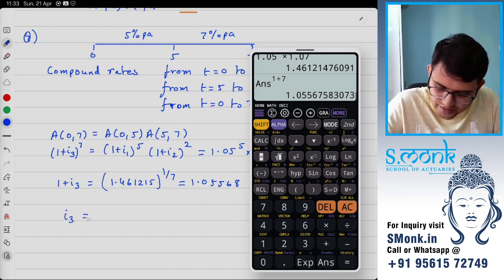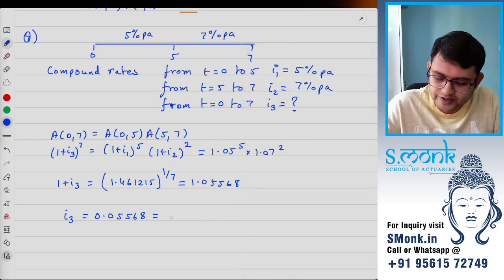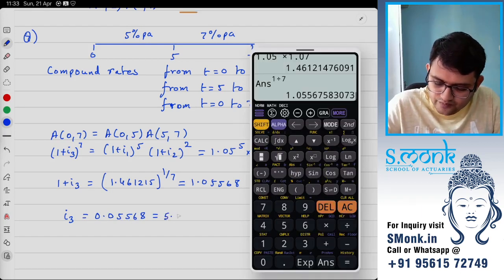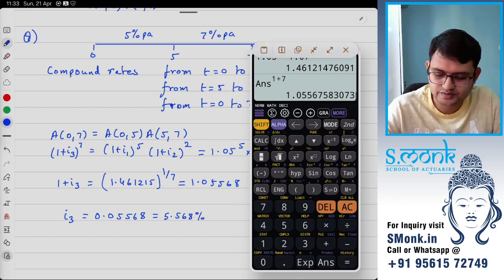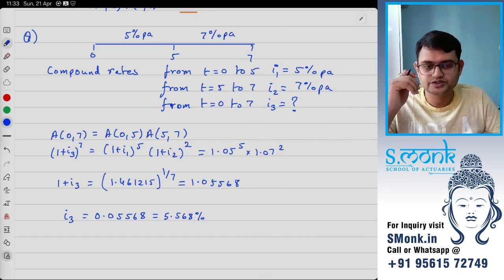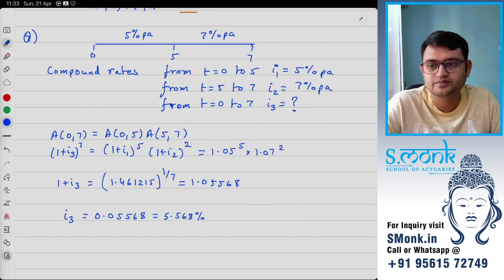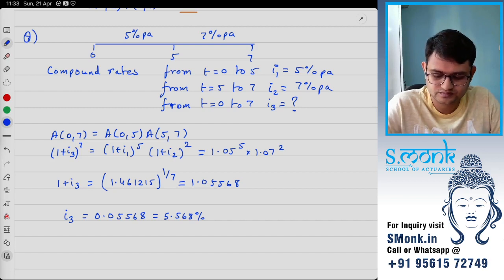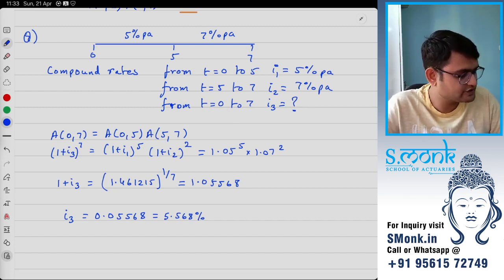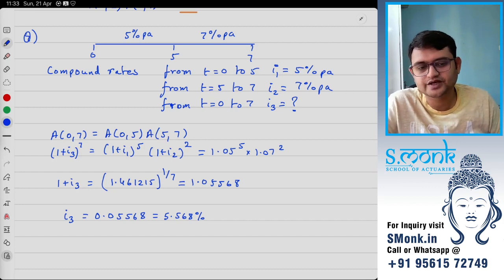So I3 will just be 0.05568, but we will prefer to write it in percentage form. So it will be 5.568%. So it is 5.568%. Okay. So the rates of interest, we will always prefer to write it in percentage form.